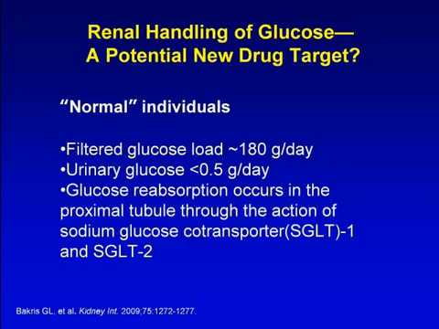So in normal individuals, a large amount of glucose is filtered in the kidneys, approximately 180 grams per day. However, most of this is reabsorbed, and the urinary glucose excretion in a normal person is less than 0.5 grams per day. Glucose is usually reabsorbed in the proximal tubules by a co-transporter which is called sodium glucose transporter, or SGLT. SGLT has two types, type 1 and type 2.